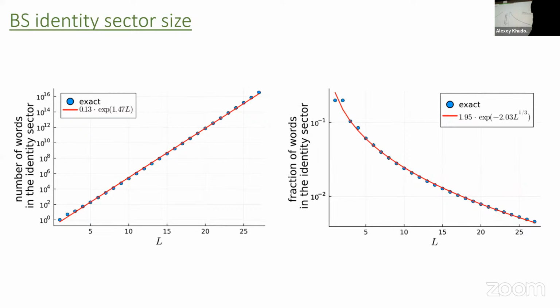Sorry, what's the question? Yes, so the question is to study the density of the words that are equivalent to the identity with respect to increasing length size. Yes, this is the fraction of words in the identity sector in the whole Hilbert space. Yeah, this was what I was saying.